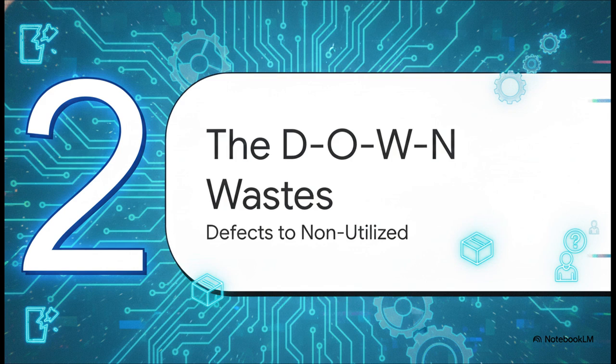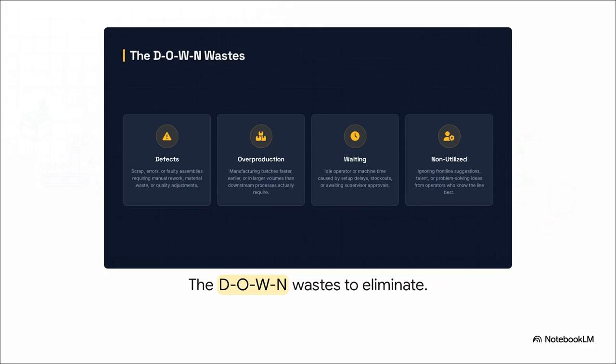Moving right along to Section 2, the DOWN wastes from defects to non-utilized. So let's introduce the first half of our suspect lineup. To make spotting these wastes totally memorable and actionable, we use the acronym DOWNTIME. Let's break down the DOWN part. D is for defects. This is scrap, errors, or faulty assemblies that require manual rework or just end up in the trash because they miss the customer specs.